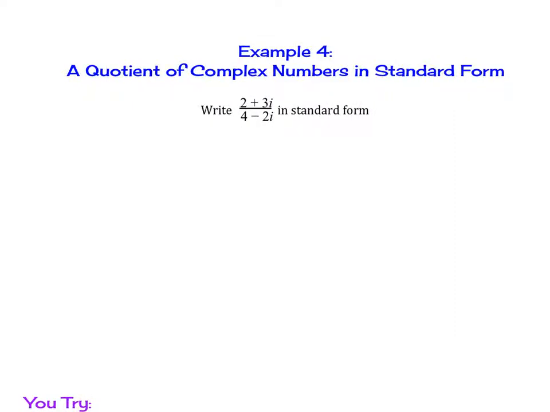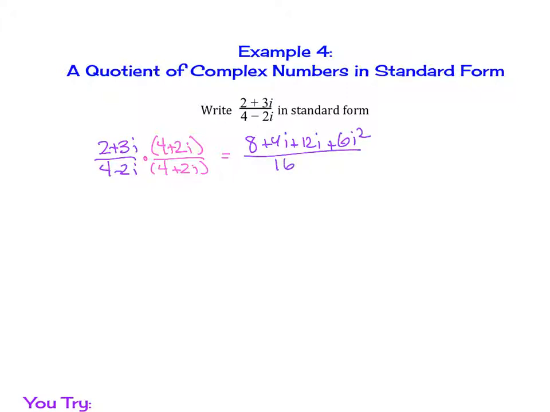You see 2 plus 3i over 4 minus 2i. What it said is we need to multiply by the conjugate of the denominator to the top and bottom. The conjugate of the denominator is 4 plus 2i, and we multiply that to the top and the bottom. Then we multiply it through. So 2 times 4 is 8, plus 4i, plus 12i, plus 3 times 2 is 6i squared, all over 16 minus 2i squared. And actually, that's not 2i squared. That is 4i squared.